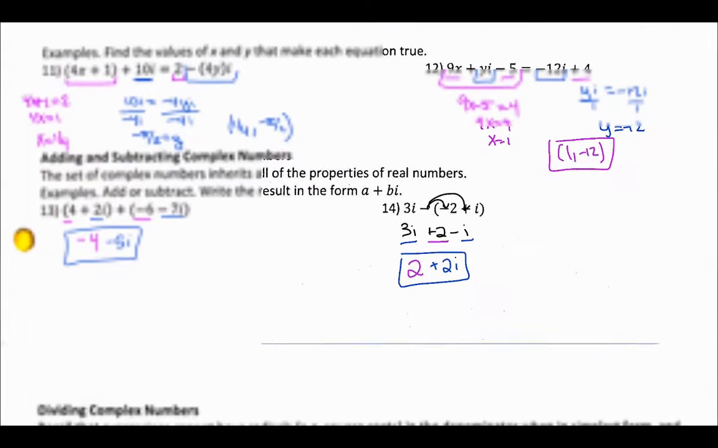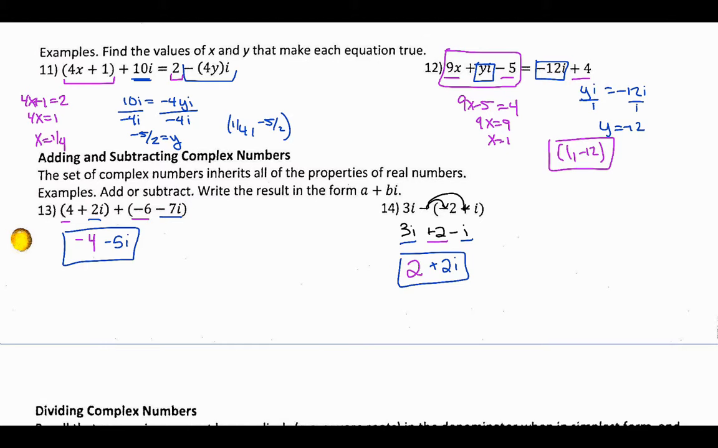So adding and subtracting with complex numbers and solving for x and y with complex numbers is really just, can you determine which parts are real, any part without an i, and which parts are imaginary, any part with an i, and your answer will be a complex number.